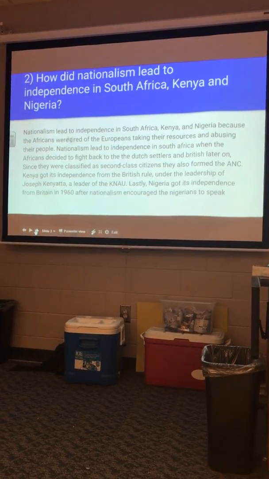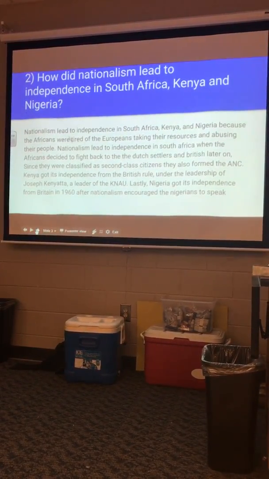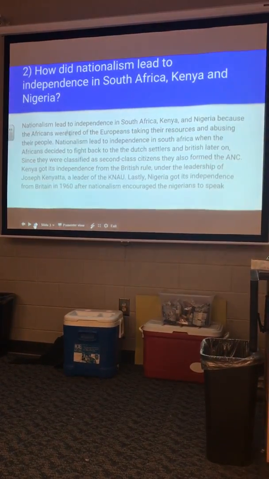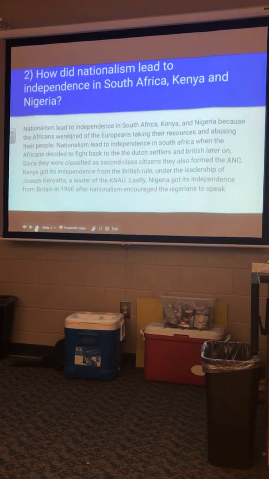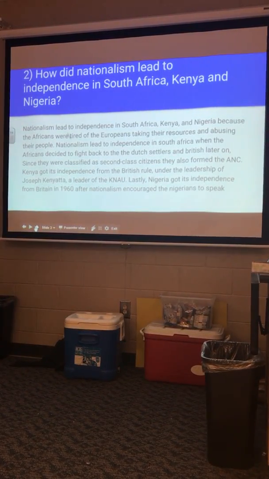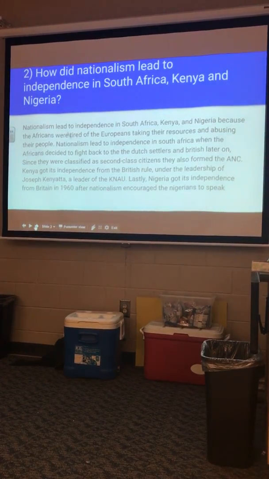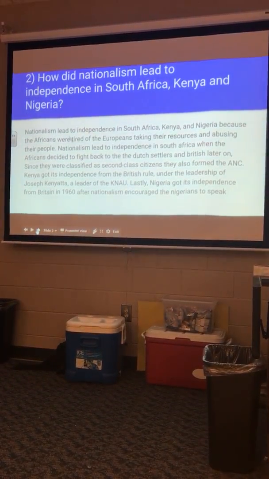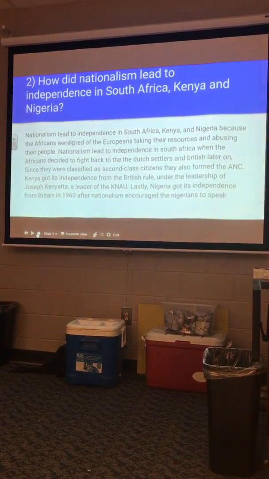Number 2. How did nationalism lead to independence in South Africa, Kenya, and Nigeria? So these were the 3 countries that we looked at. So what, first of all, is nationalism? Nationalism is pride in your country. It says nationalism led to independence in South Africa, Kenya, and Nigeria because the Africans were tired of the Europeans taking the resources and abusing their people.